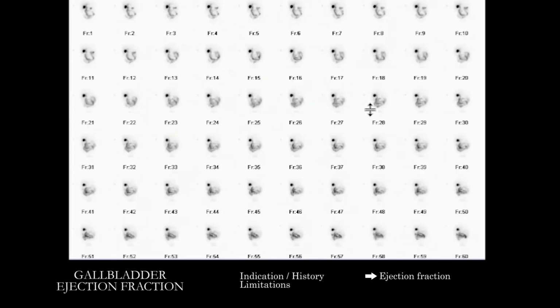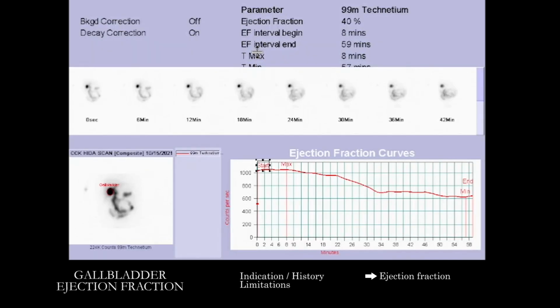And then, on these images, as due diligence, look outside of the biliary tree and GI system to make sure that there's no abnormal tracer, in the same way that you might do as one of the checks when you look at a HIDA scan.